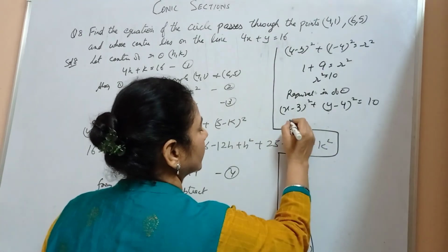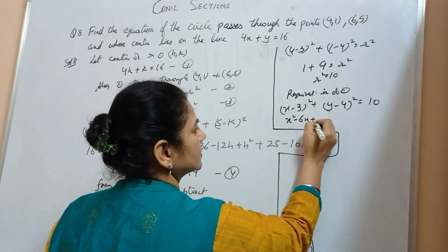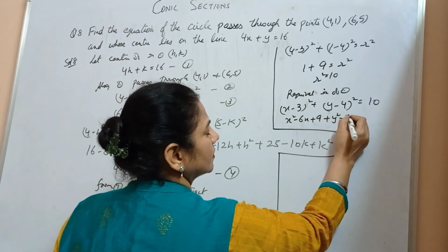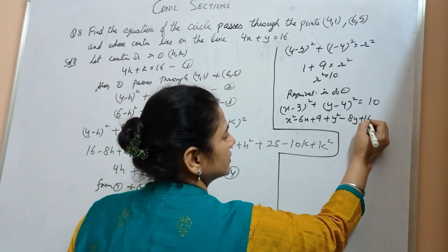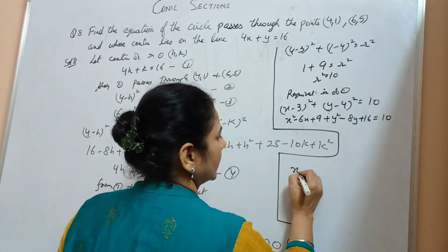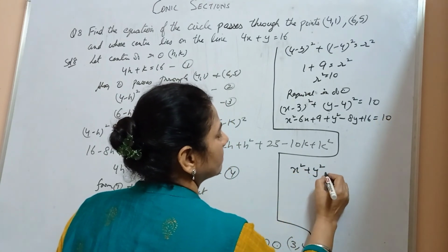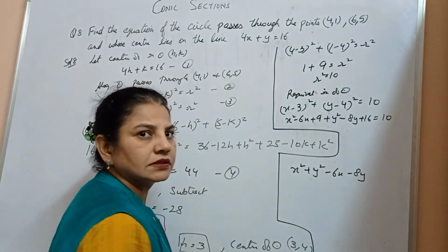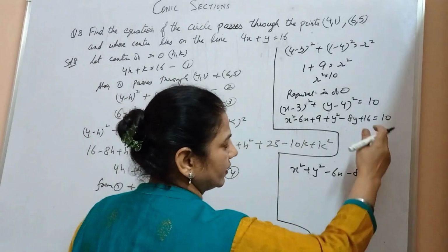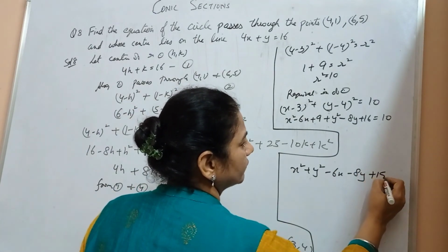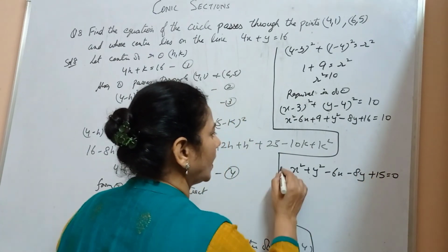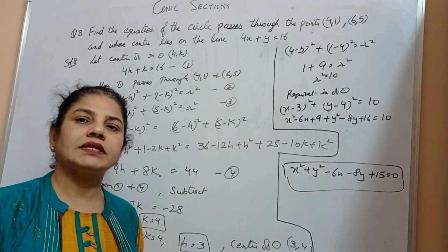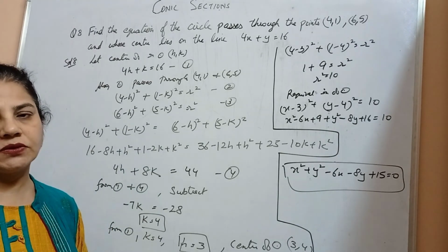So I get x square minus 6x plus 9 plus y square minus 8y plus 16 is equal to 10. So I get x square plus y square minus 6x minus 8y. 9 plus 16 is 25, and here I have 10, so plus 15 is equal to 0. So my required equation of the circle is x square plus y square minus 6x minus 8y plus 15 is equal to 0.